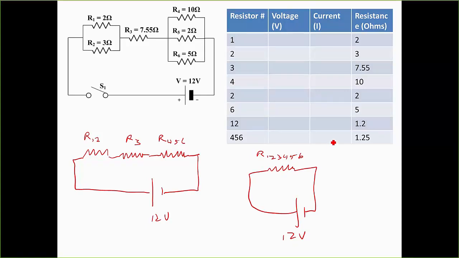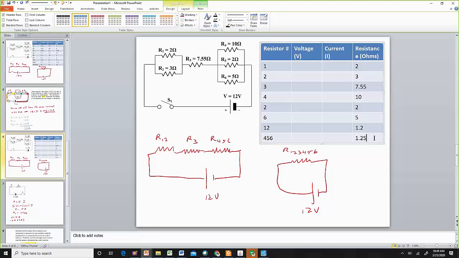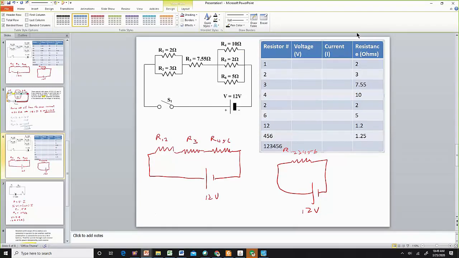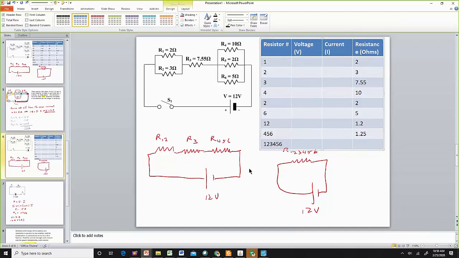Again, I made a new entry here. Let's add that in, R123456, which is R1 plus R12 plus R3 plus R456. So if I add the 7.55 plus the 1.2 plus the 1.25, I find I have a 10 ohm resistor, which is R123456.